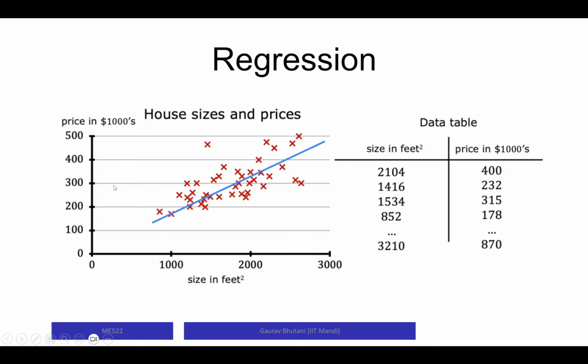So I take a lot of data from the market and plot them as these red crosses, where the x-axis is the size in feet squared and the y-axis is the price in thousands of dollars. What I'll do is fit a straight line. That's called linear regression. A best fit line fitting this data is called linear regression, and that's my first model. That's a machine learning model, in fact, fancily called so nowadays.